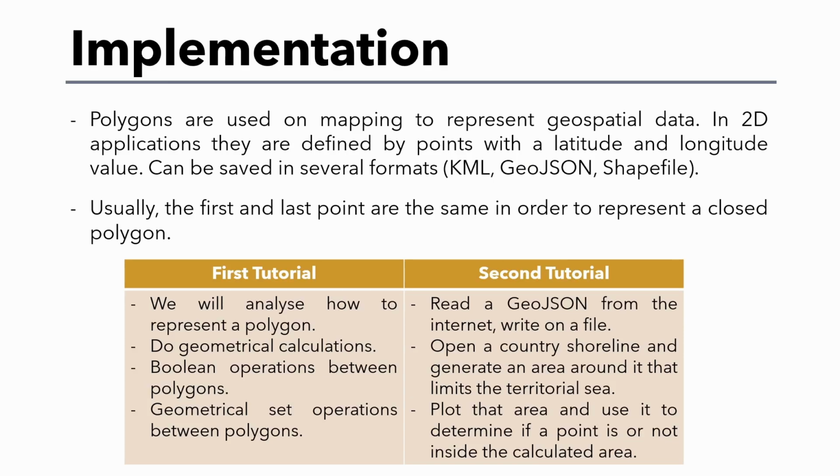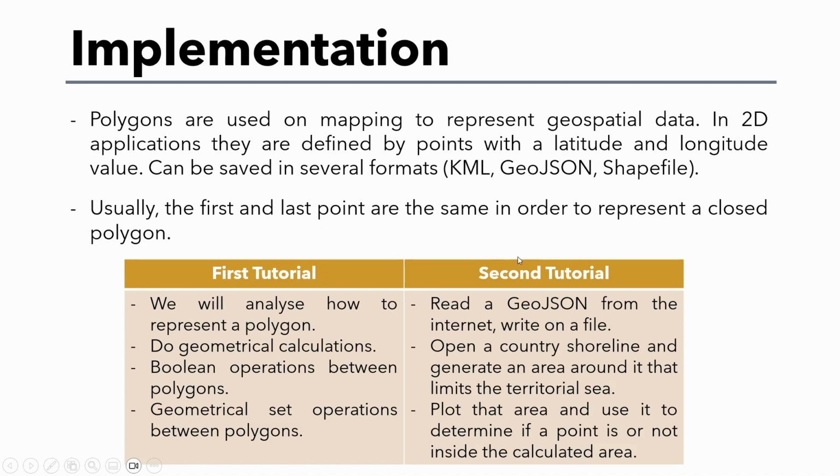These polygons are going to be used for mapping purposes to represent geospatial data. In applications, they can be defined by points with the latitude and the longitude, and then can be saved in several formats: KML, GeoJSON, shapefile, and there are several others. Usually the first and last point are going to be the same. This is in order for us to represent a closed polygon.